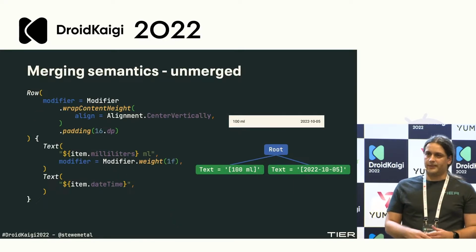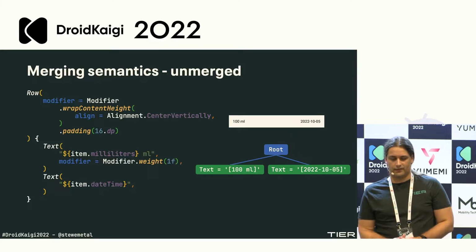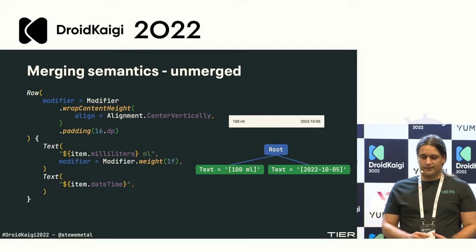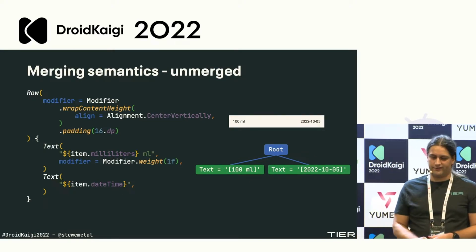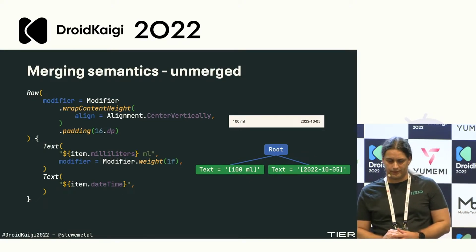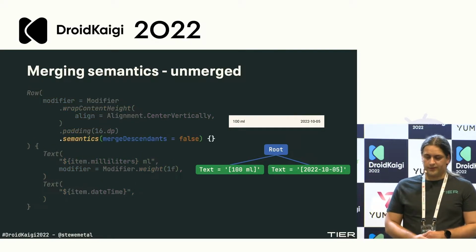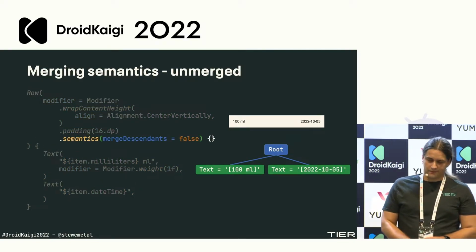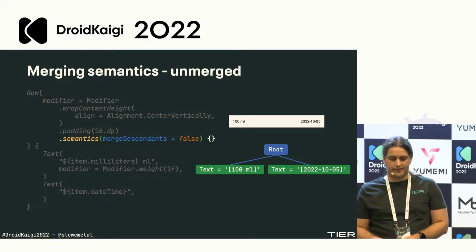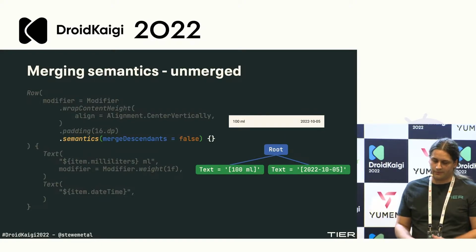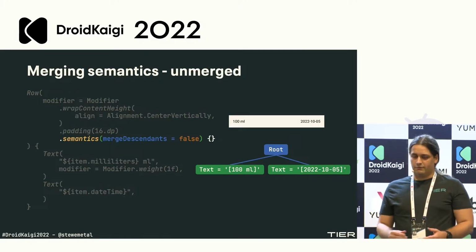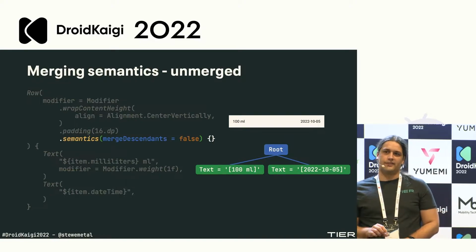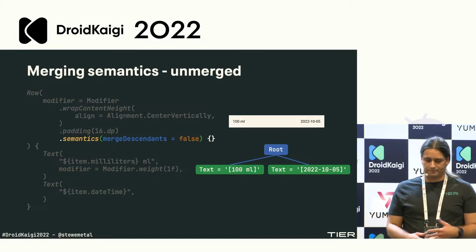Okay, let's get back to our actual implementation of the item. As you can see, there's a row and there are two texts. Now we don't have that modifier on the row, so we're back to square one. So let's add semantics again. And as you might notice, there is a parameter called mergeDescendants in the semantics modifier, and it's false by default. So this is another way that we can use to modify how the semantics tree is built.